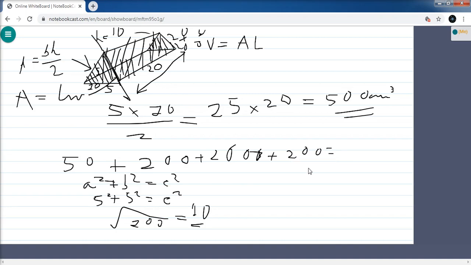So the surface area of this prism, this applies to any prism, let me calculate, will be 650. So therefore the answer will be 650 centimeters squared.